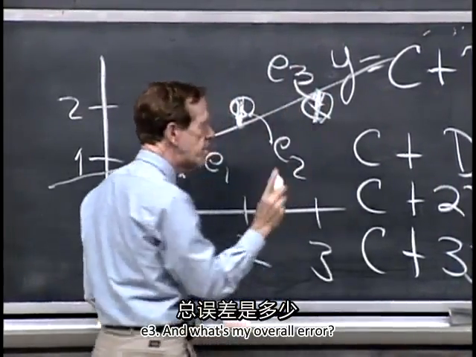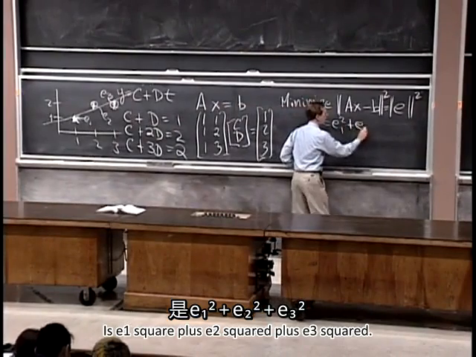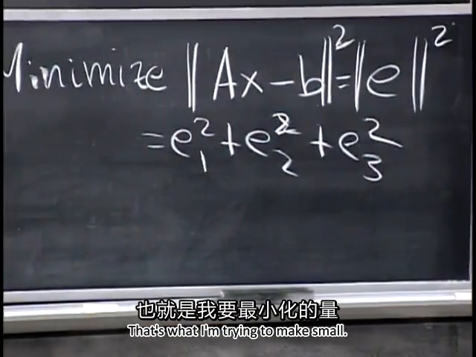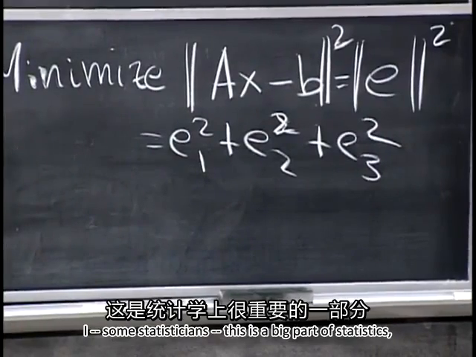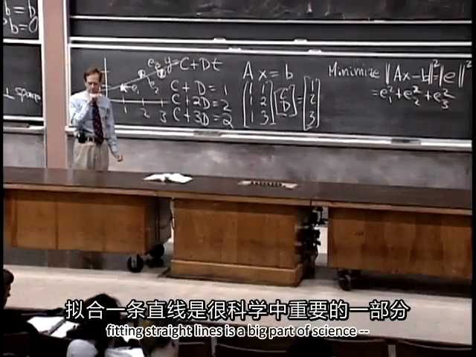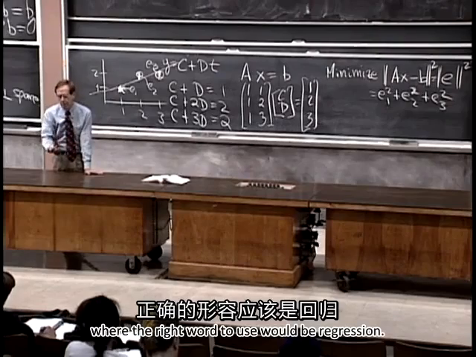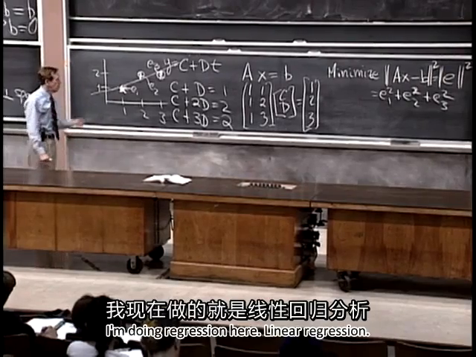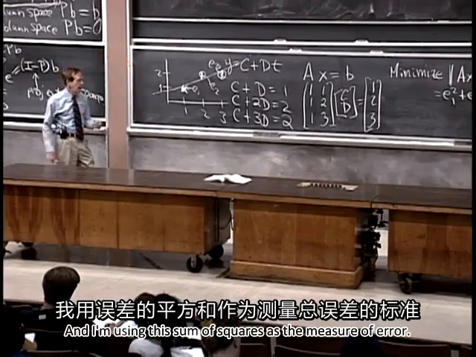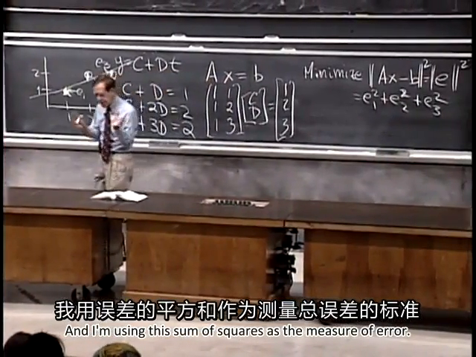And what's my overall error? It's E1 squared plus E2 squared plus E3 squared. That's what I'm trying to make small. Some statisticians, this is a big part of statistics. Fitting straight lines is a big part of science, and specifically statistics, where the right word to use would be regression. I'm doing linear regression here. And I'm using this sum of squares as the measure of error.